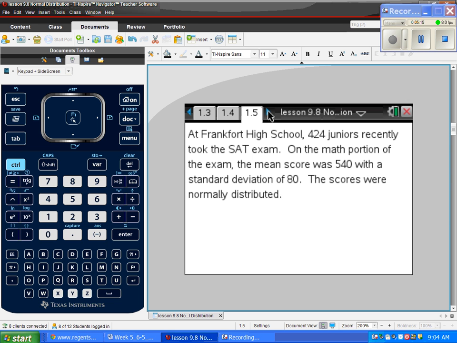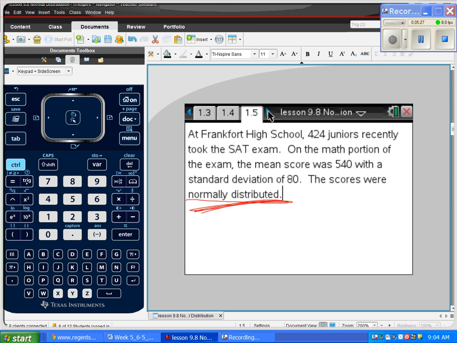It's telling us about the population. The scores. It's telling us about them. Normally distributed. Highlight it, circle it, whatever it is. If the problem does not say normally distributed, none of this can be used. You can't use that normal curve if it doesn't say it's normally distributed.